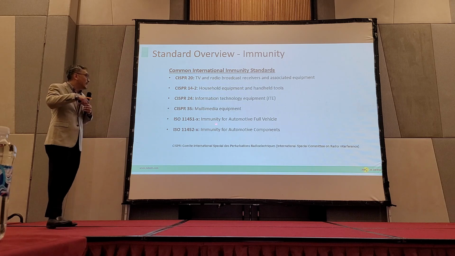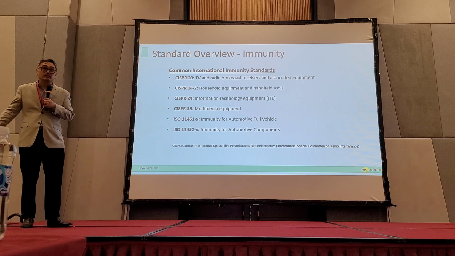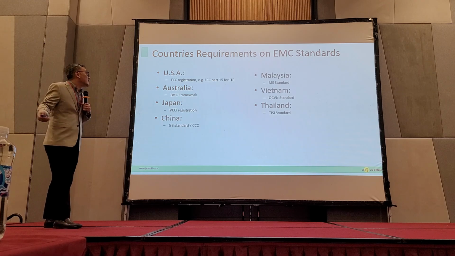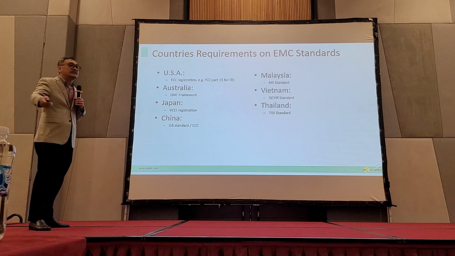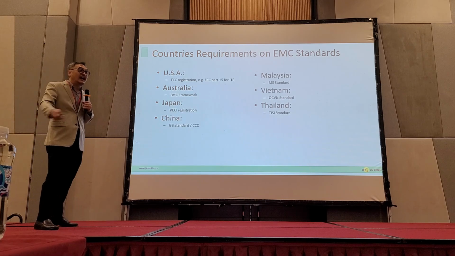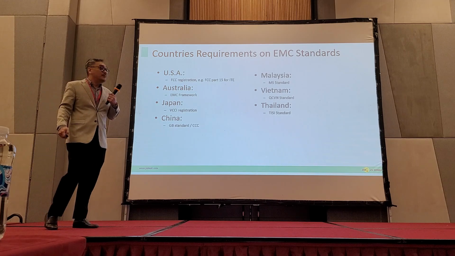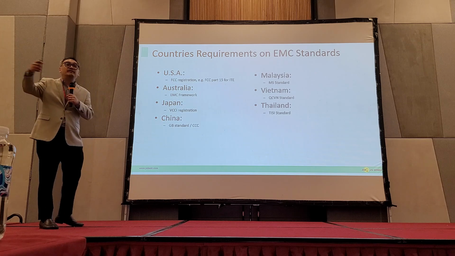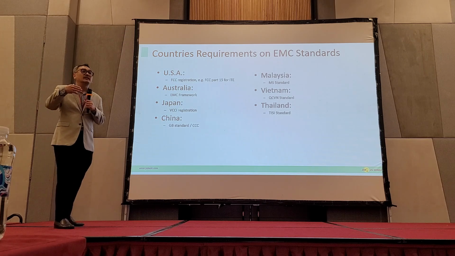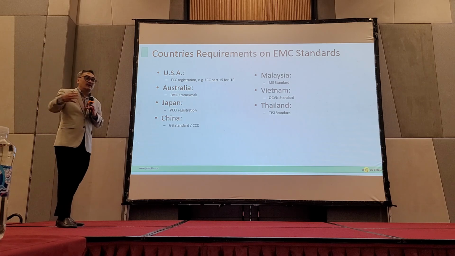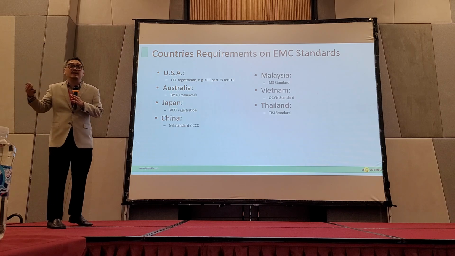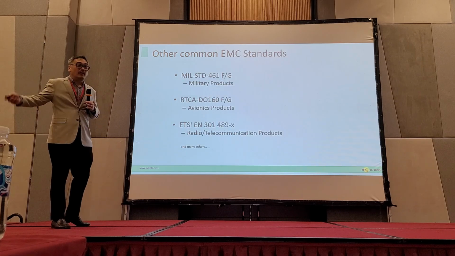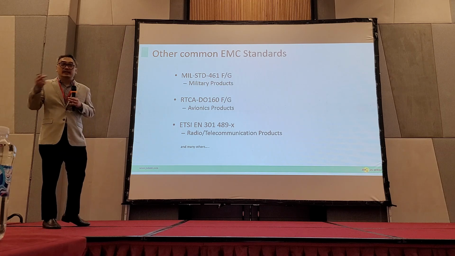This is just an example of the automotive EMC standard that is commonly used: ISO 11451-x for full vehicle, and for components we have ISO 11452. Then different countries have their own regulation. For example, in the USA, the regulation is governed by the FCC, Australia has the EMC framework, Japan is VCCI, China is the GB standard, Malaysia the MS standard, Vietnam is QCVN, and for Thailand, you have TC. Every country will have their own standard, which usually they adopt from the international standard and convert to the local language, and maybe make some changes for the local country's requirements, then they come up with their own standard.